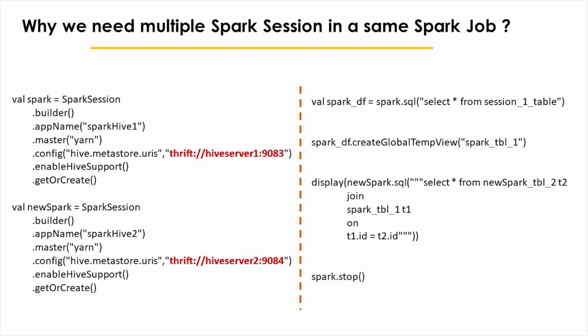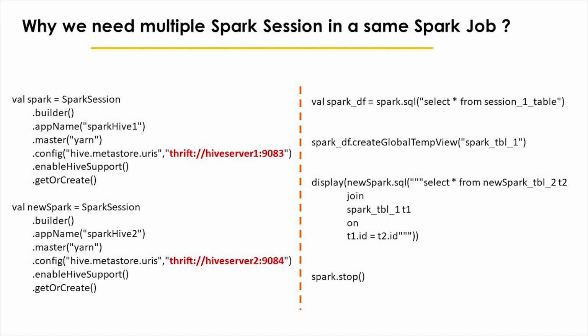So we have created a Spark session 1 and a new Spark session 2. Here we are reading the data from Spark session 1 and creating a global temporary view. This global temporary view can be accessed from different Spark sessions in the same Spark application. By using different Spark sessions and a global temporary view, you can achieve this requirement of connecting two different Hive Metastores in the same Spark application job. This is where global temporary views play a vital role.